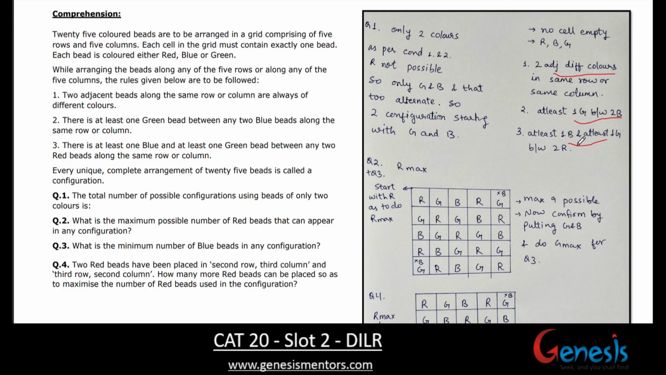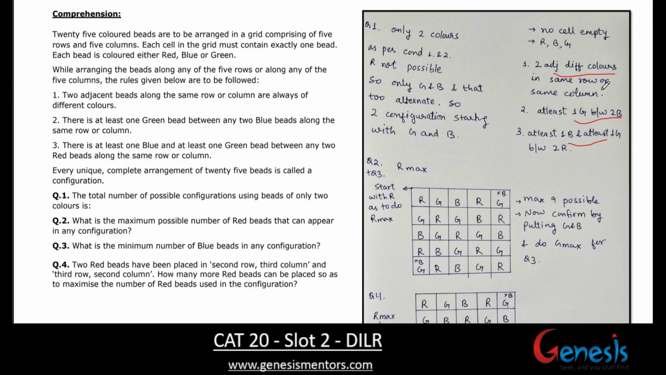If there are two red and there are only two colors, then minimum किसी color के दो beads तो same row या same column में होंगे. And then we have the condition that at least 1B and at least 1G between 2 R, तो R is not possible, otherwise तीनों कलर लाने पड़ेंगे. If R is not possible we have only the choice of choosing G and B, right?